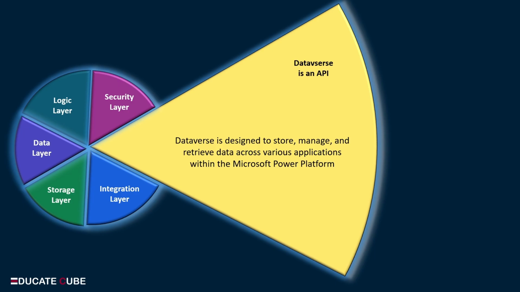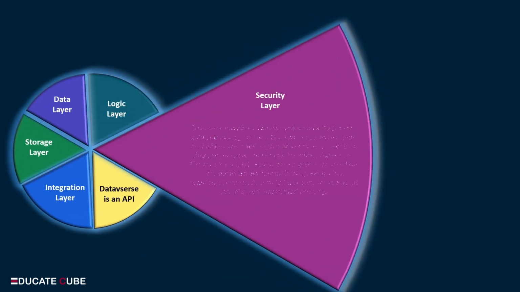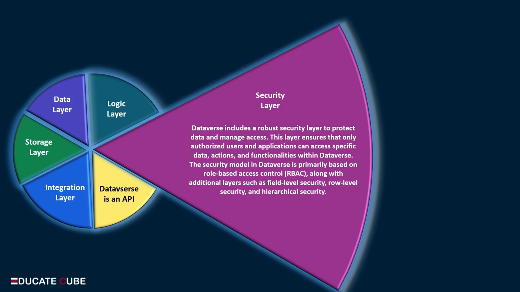Okay. And now the second layer is our security layer. Dataverse includes a robust security layer to protect data and manage access. This layer ensures that only authorized users and applications can access specific data, actions, and functionalities within Dataverse. The security model in Dataverse is primarily based on role-based access control, along with additional layers such as field level security, role level security, and hierarchical security.